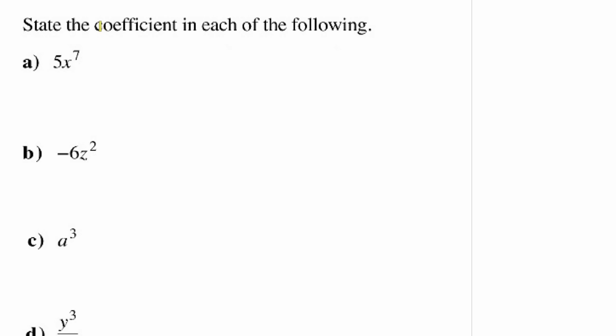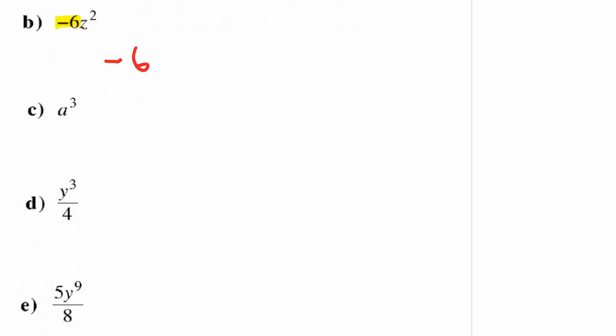And for question number 2, we need to state the coefficient for each of the following. So the coefficient is generally the number that's in front of the variable here. So in this case, the coefficient is 5. For the next one, the coefficient is the number in front of the variable there, so the coefficient here is going to be negative 6. For the next one here, if I take a look at a to the power 3, the number in front of the variable is an invisible 1, so my coefficient is a 1.